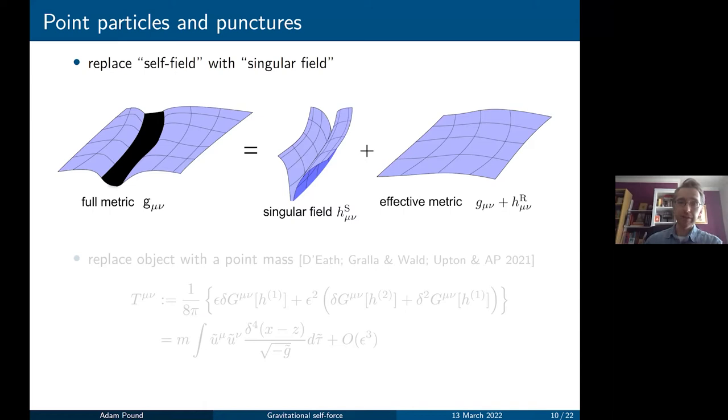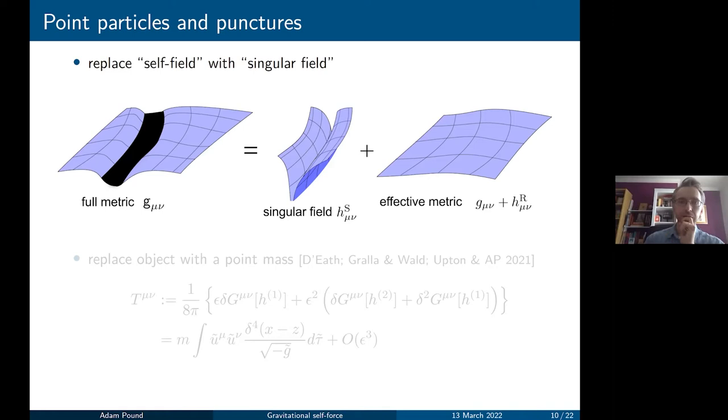Oh, okay. I understand. It's kind of a non-causal solution. It's one that is related to the object, but which is smooth at the world line. Exactly. That doesn't uniquely determine it, but there are some other conditions they use to specify it. Right. Okay. Thank you.